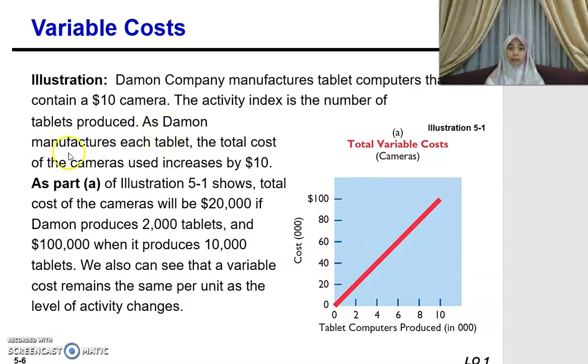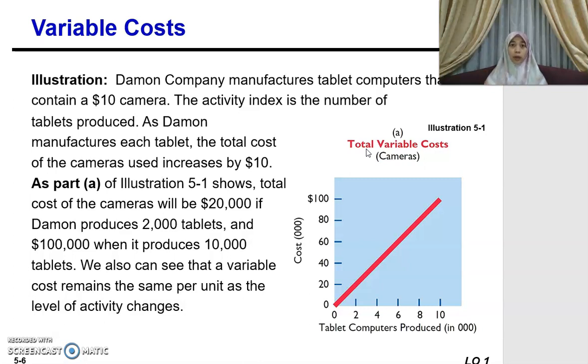And then as Diamond manufactures each tablet, the total cost of the camera used increases by 10. So if you have 1 tablet, then you will install 1 camera in that tablet, and the cost for that camera is 10 ringgit per unit. So what is the variable cost per unit? If that cost varies, it changes with the number of units that you produce.